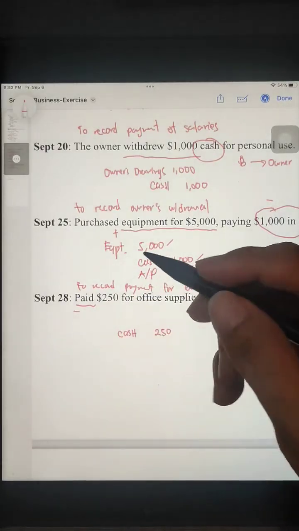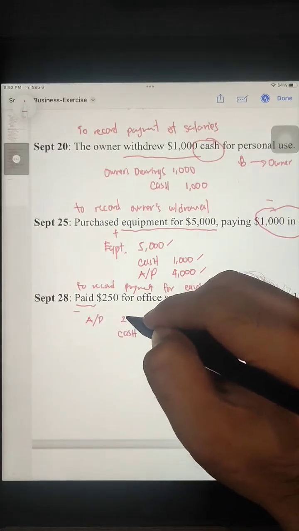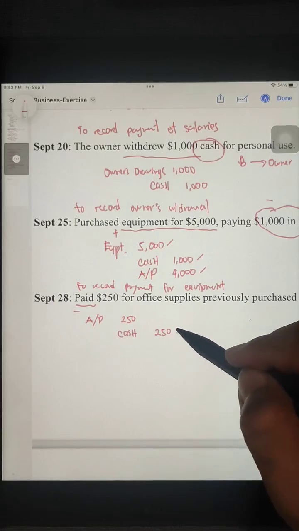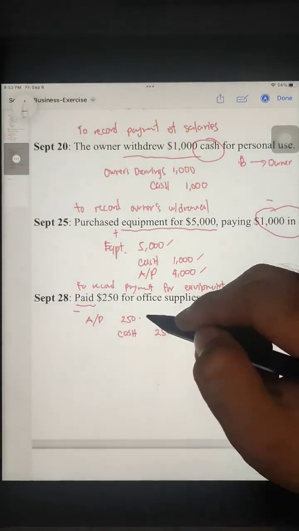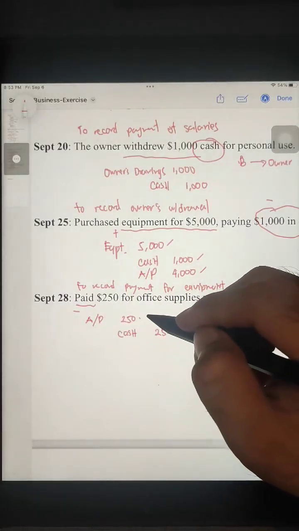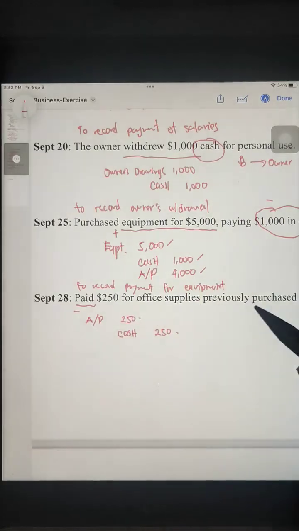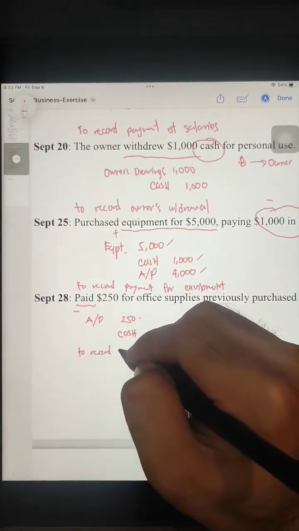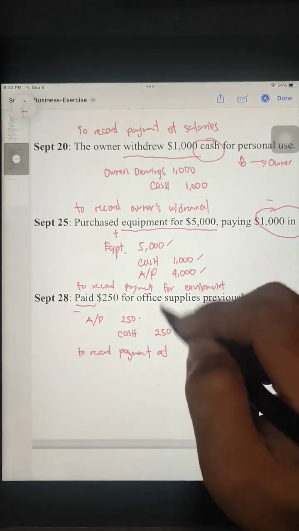And then for our debit, we will be reducing our accounts payable. Since nagbayad tayo ng 250 sa utang natin, nabawasan yung cash natin, and then at the same time, nabawasan yung utang natin. And since accounts payable is a liability, when we reduce a liability, kailangan natin siyang i-debit. To record payment of debt.